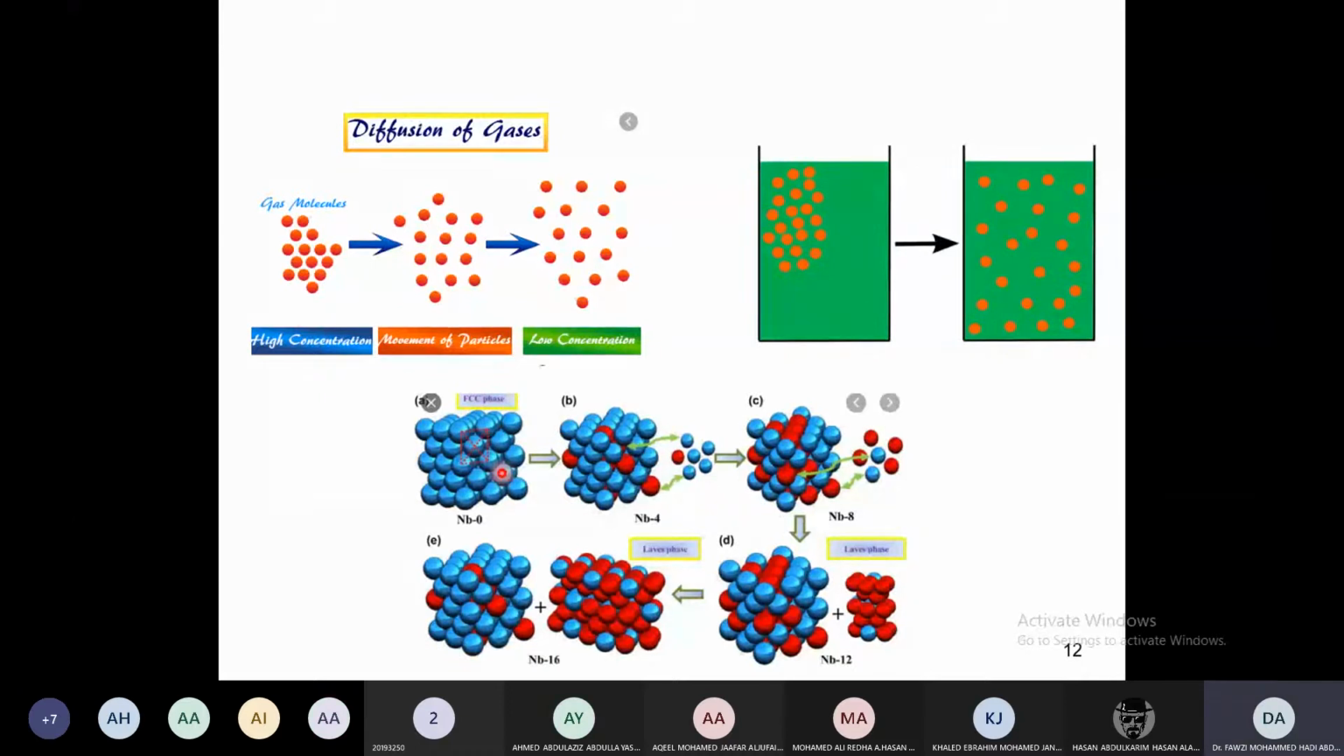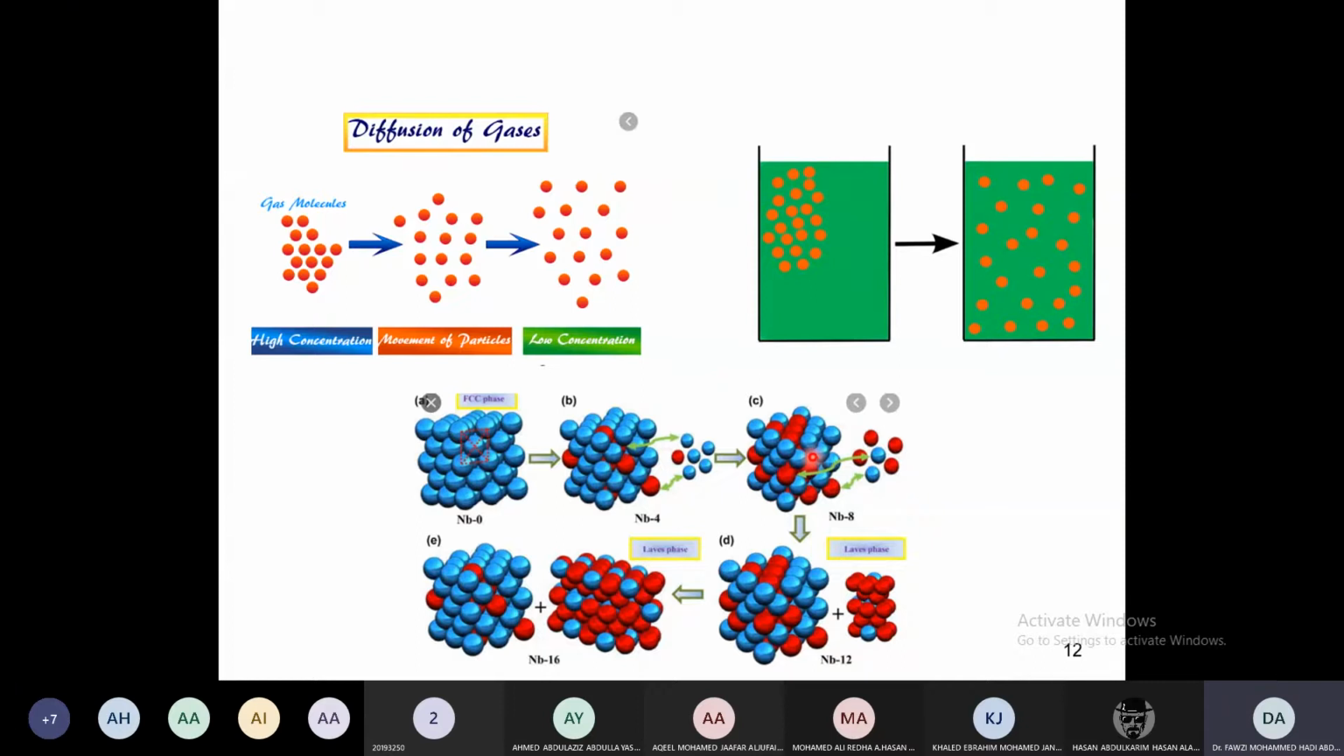But the diffusion in the solids, as you can see here, also happens. How is it that material goes from one crystal structure to another crystal structure? When you change the temperature of the material, for example, it changes the structure of the material, which changes the phase of the material. How does that happen? It happens by the movement of the atoms. But the movement of the atoms in the solid is much slower than in the liquid and the gases. So the diffusion process in the solid material is very slow.